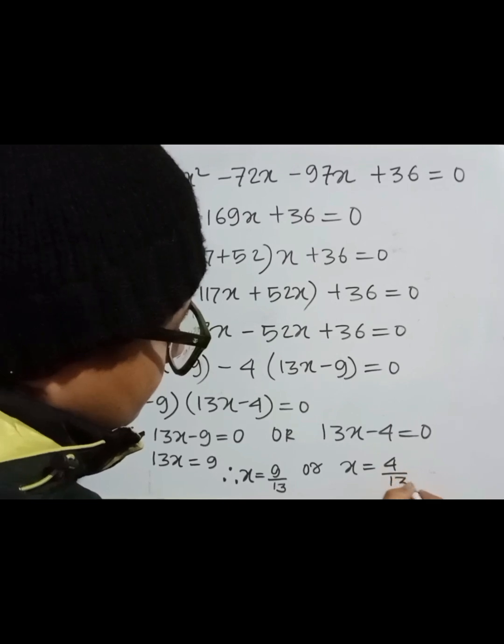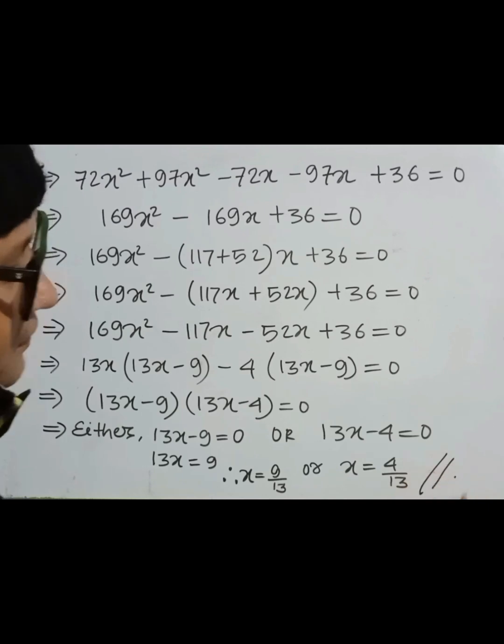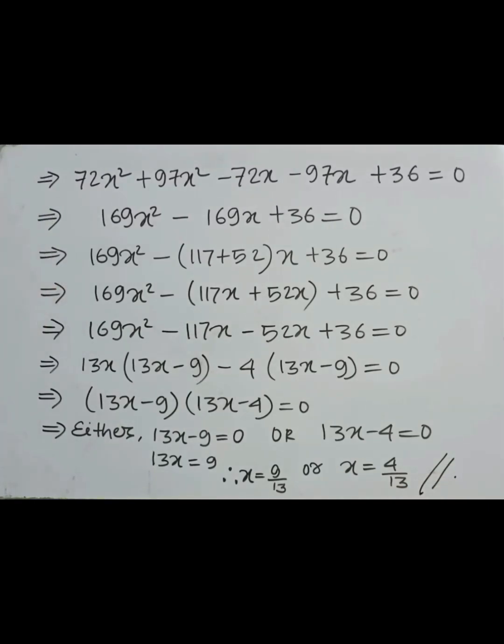So these are the values of x according to the given condition, because the value of x must not be equal to 0 and 1. So these two values are not equal to 0 and 1. So this is the solution to this problem.